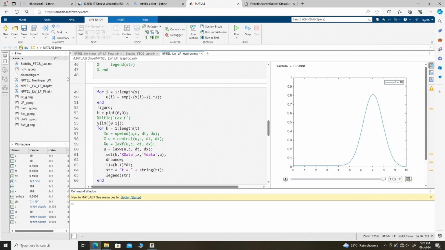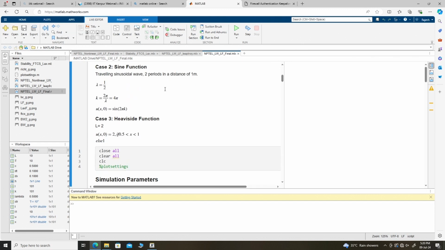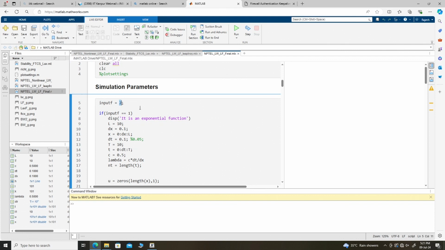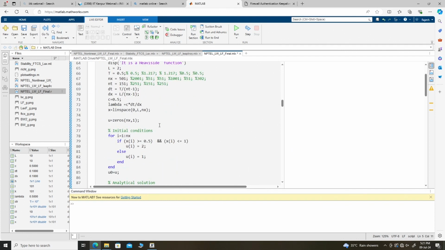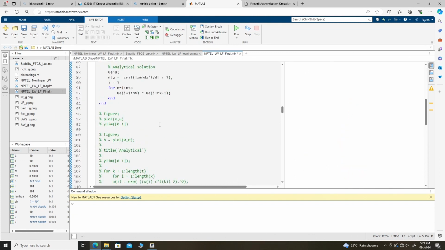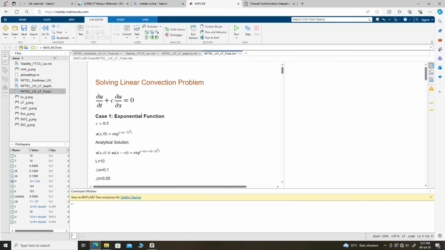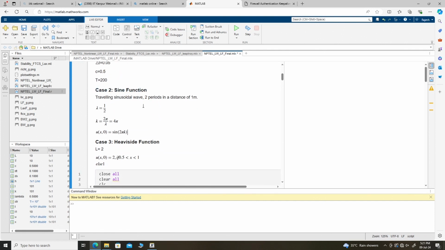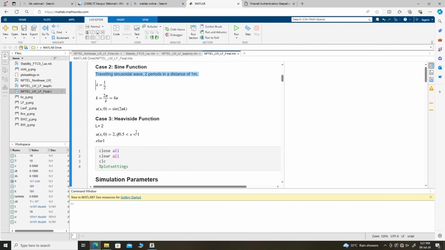Okay. So, now let us show you some relative plots. I will use this same example, but I will show all the plots together. So, I have some more cases. In the last one we only showed the exponential function, but I also have the sine function here, which is basically sine 2 pi k. So, I have a travelling sine wave. The initial thing is 2 periods in a distance of 1 meter. So, this is lambda equal to 1 by 2. So, k equal to 2 pi by lambda, that is 4 pi. So, u x 0 is sine 2 pi k.